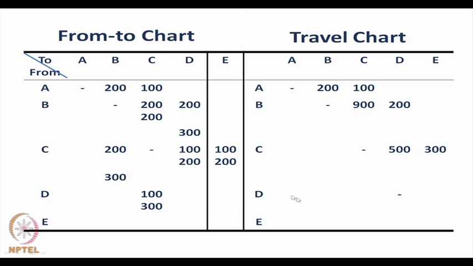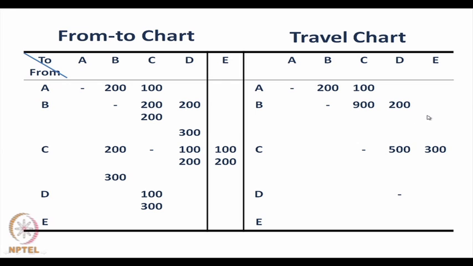Now, D is not connected with A, B and C. D is not connected with A. Therefore, D can be away from A, but cannot be away from B or C. So, this is the way we do it.